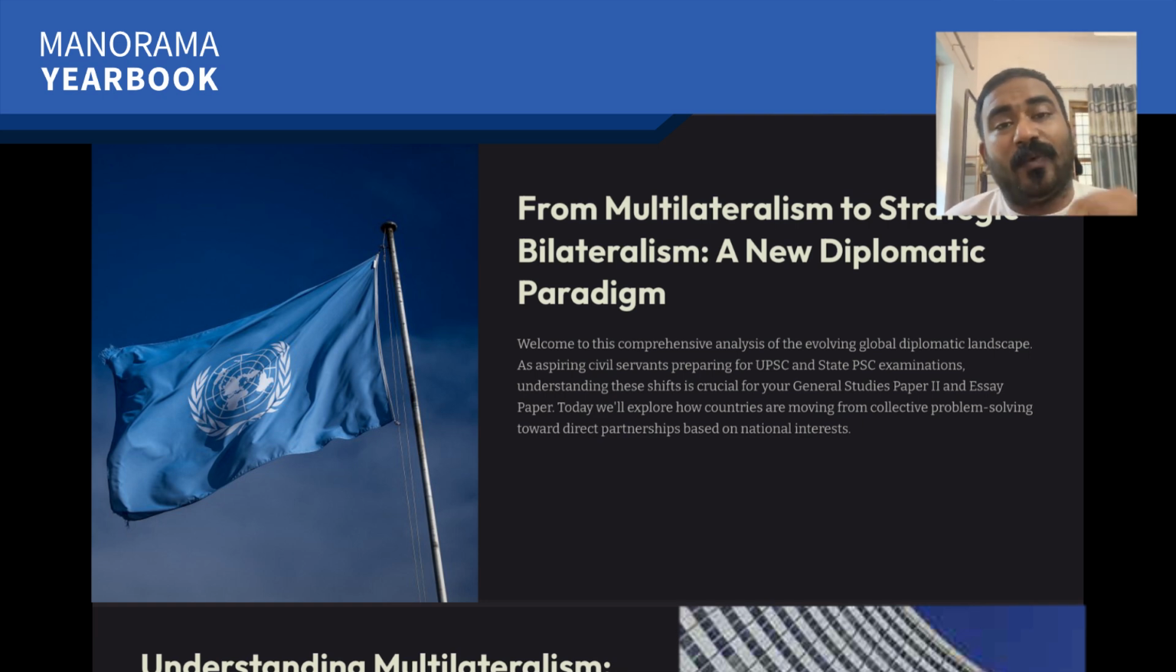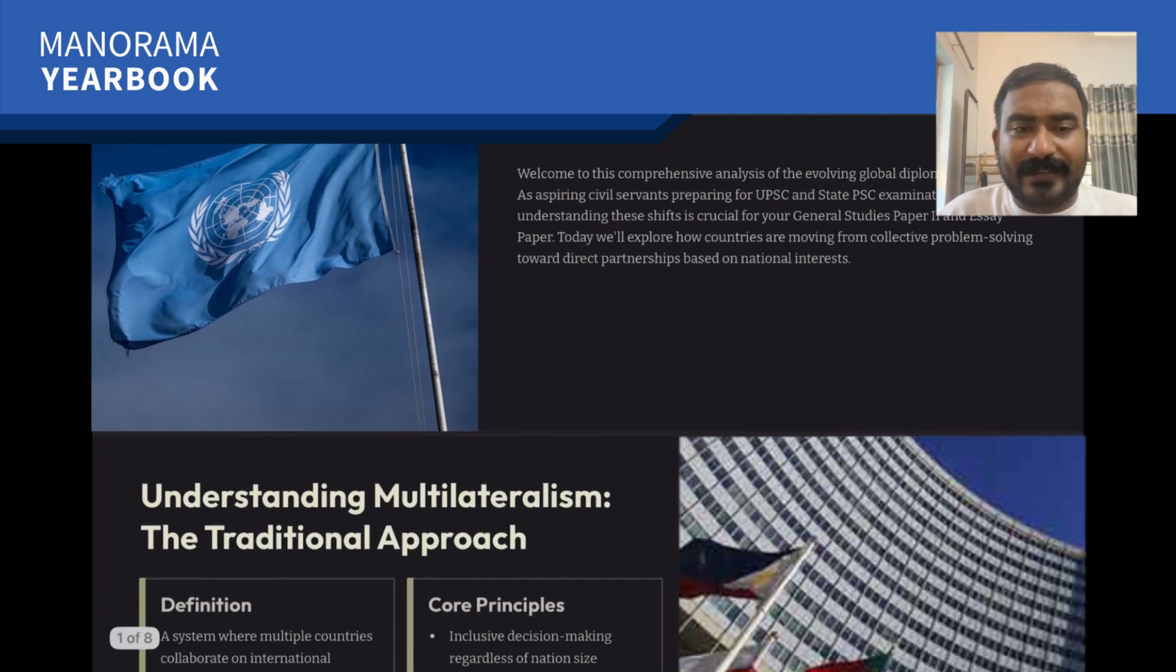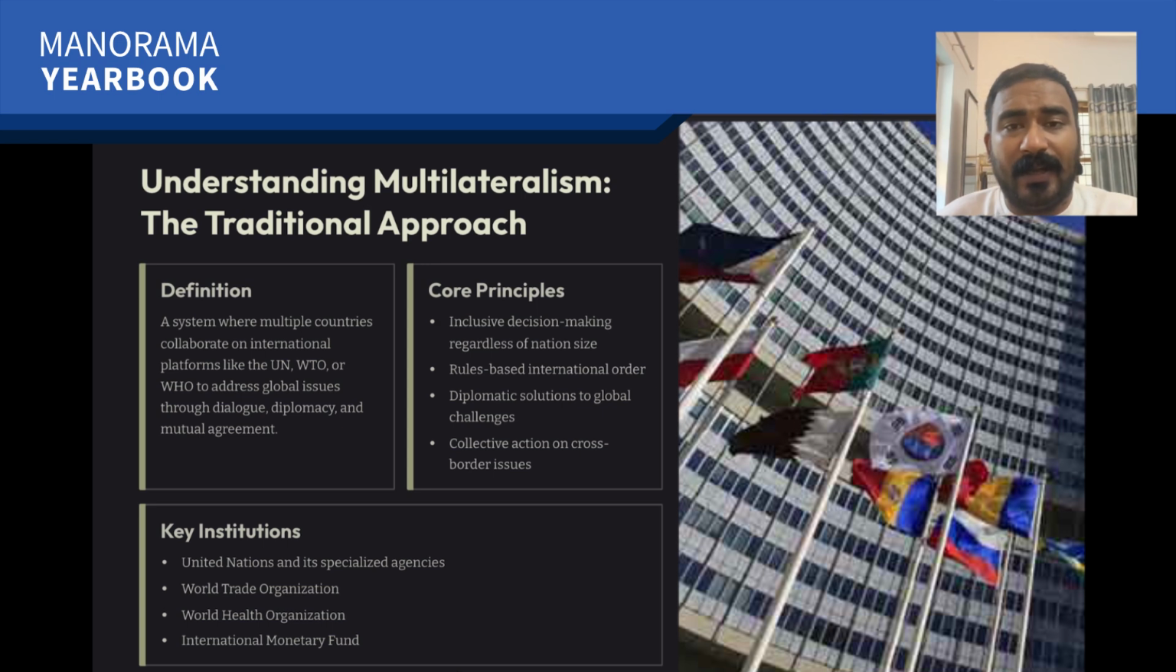Now you should understand what exactly multilateralism is. It is a system where multiple countries come together, usually on international platforms like the United Nations, World Trade Organization and World Health Organization. These platforms allow countries to make decisions and address global issues. It is based on dialogue, diplomacy and mutual agreement. It means everyone gets a voice, whether you are a superpower or a small island nation. It is about global cooperation. Sounds fair and ideal, right?